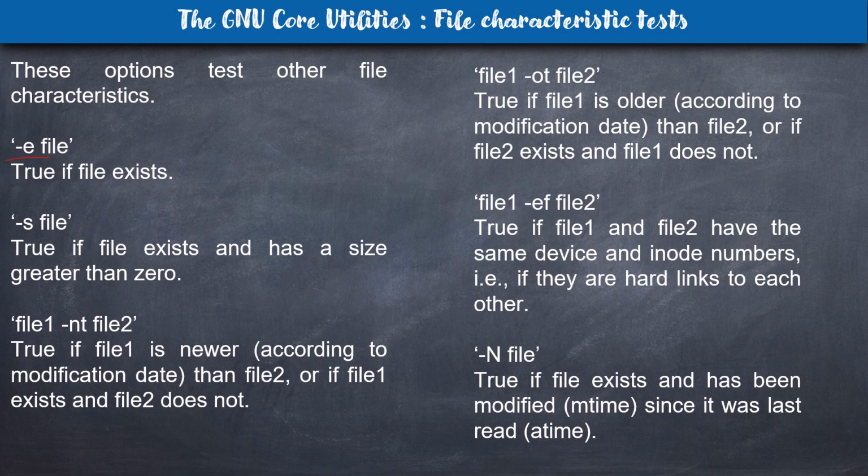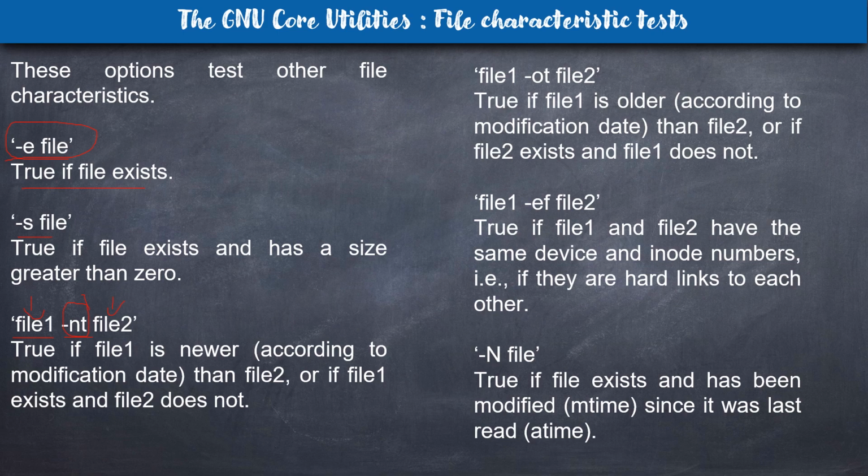We have already seen that if a file exists, this will return true. Suppose you have a file and you are writing a script and you want to test that the file exists and its size is more than 0, so you can use hyphen s. Then file1 hyphen nt file2 checks whether file1 is newer than file2 by modification time. This will be true if it is newer than the other file, otherwise it will return false.